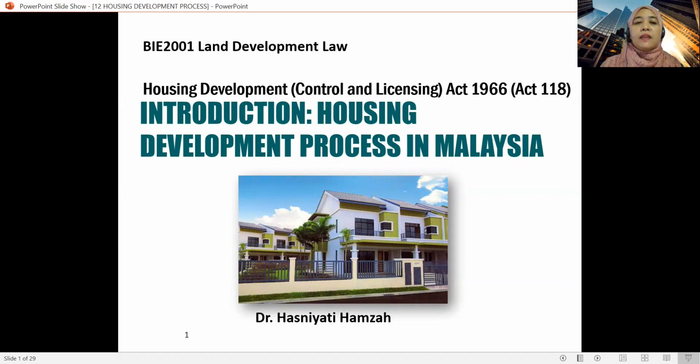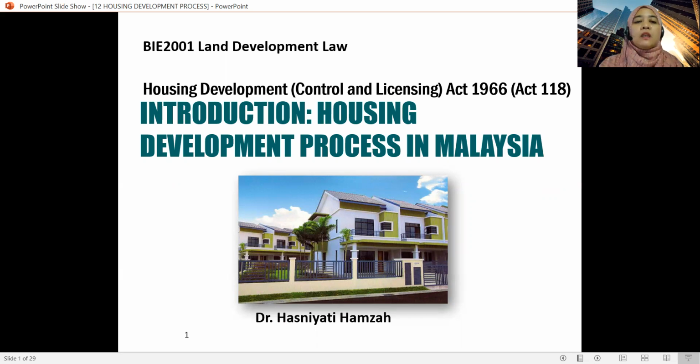Now, so this is an introduction. This lecture will serve as an introduction to the HDA, whereby we are going to discuss the housing development process in Malaysia. We are going to learn about the actors, what kind of developers fall under the net, under the control of HDA. And also we want to expose you to issues in the housing industry in Malaysia, the issues that require intervention by the government in the form of HDA.